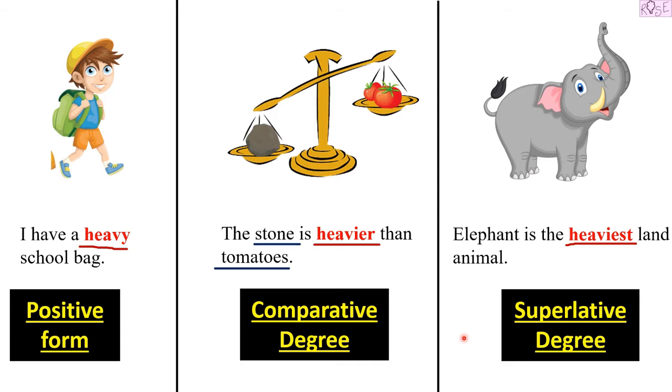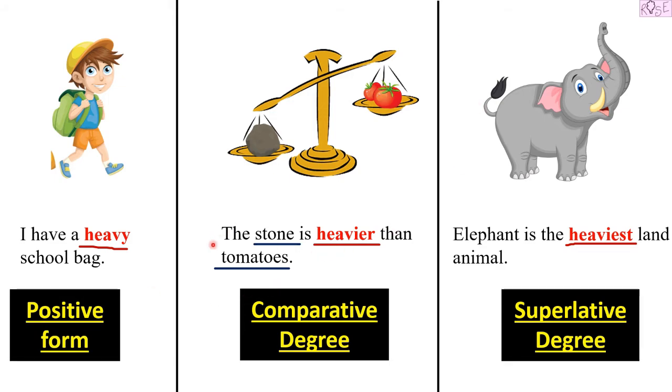When we use adjectives to describe qualities, we use them in degrees. If there is no comparison with any other things, we use the positive form. For example, in the first sentence, there was no comparing going on. I have a heavy school bag. They were just stating the quality of the school bag, not comparing it with any other thing. So we just use the positive form.